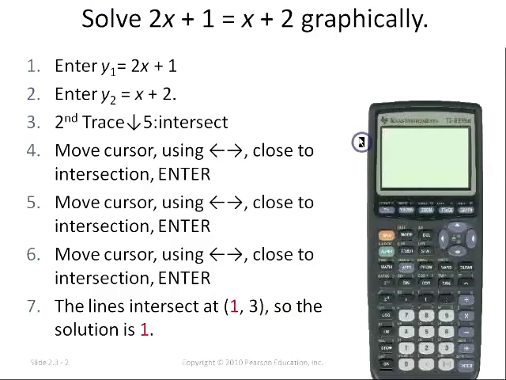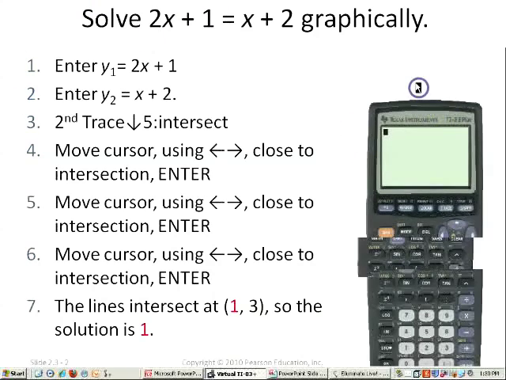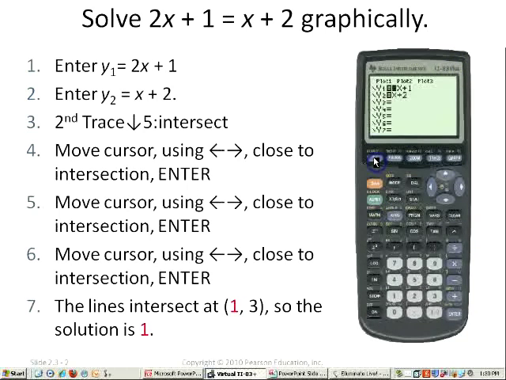So we go to our y equals button, and we want to type 2x plus 1 in y1 and then press enter, or you can arrow down. And in y2 we want to type x plus 2.